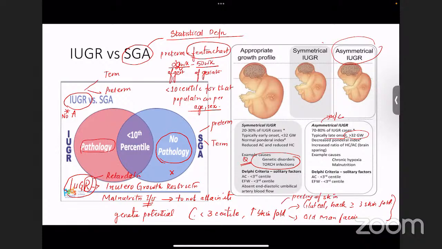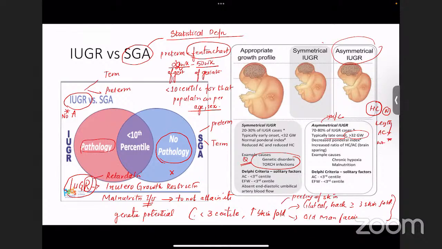Since it occurs after 32 weeks, the cell number is not going to be affected, whereas the maturity of the cell is going to be affected, and you will have a brain sparing effect. So the brain of the baby gets spared from the effect of the IUGR. So the head circumference will be near normal, whereas the length, abdominal circumference and the weight will all be decreased.